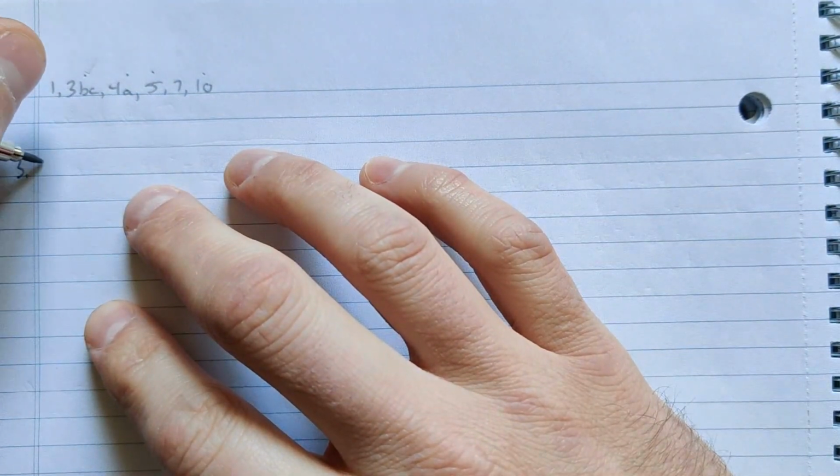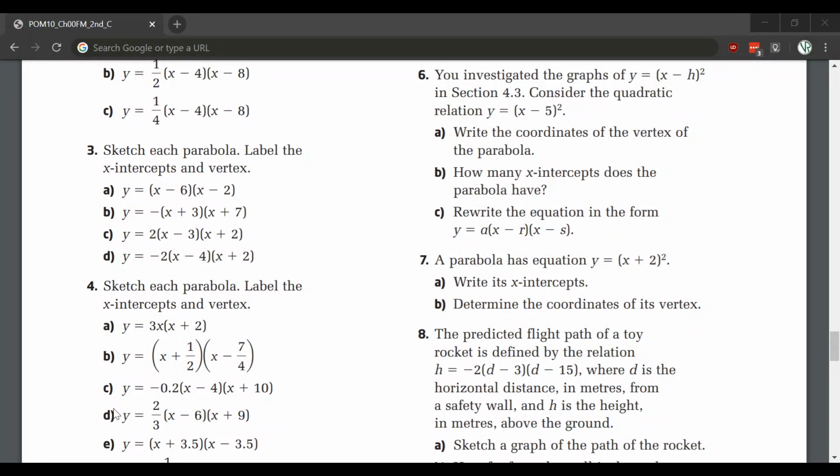Okay. So if we get started, some good ones to look at would be something like number 3b. In the case of 3b, we're looking at y equals negative, and then in parentheses x plus 3, and then the other parenthesis x plus 7. This is already set up for us in zeros format, and what we want to do is sketch the parabola, labeling the x-intercepts and the vertex.